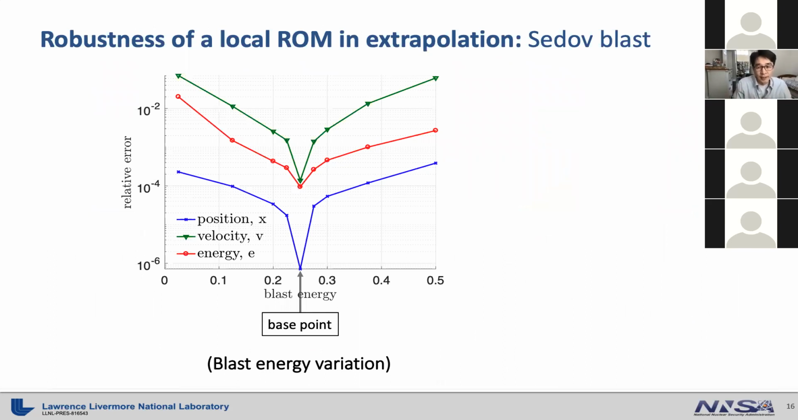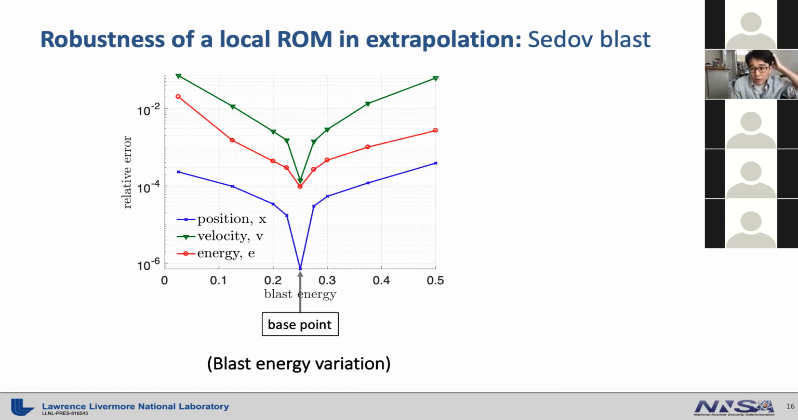Here I'm going to talk about robustness with extrapolations. Unlike the black box approach, since the reduced order model directly incorporates the governing equation for the underlying physics, even though it is used to predict the solution for a parameter point away from the training data, it can still give reasonable accuracy. That's what I mean by extrapolation.